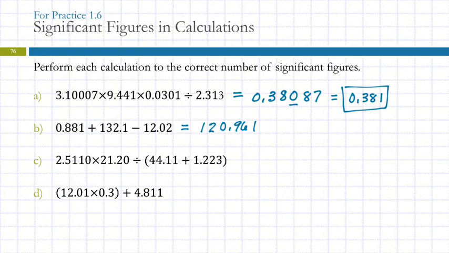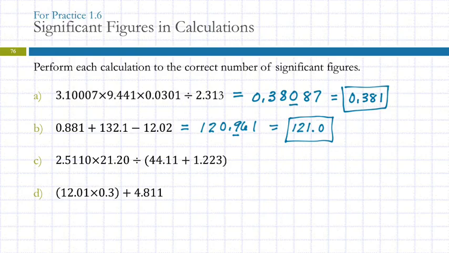The rule for adding and subtracting is the fewest number of decimal places. So this one has 3 decimal places, this one has 1, and that one has 2. So we'll go with 1 decimal place. We'll keep the 9. The next digit's a 6. That makes the 9 round up to 10, right? So we get 121. We need 1 decimal place, so 121.0. Sometimes you have to put zeros back in. Your calculator won't show you zeros like that.